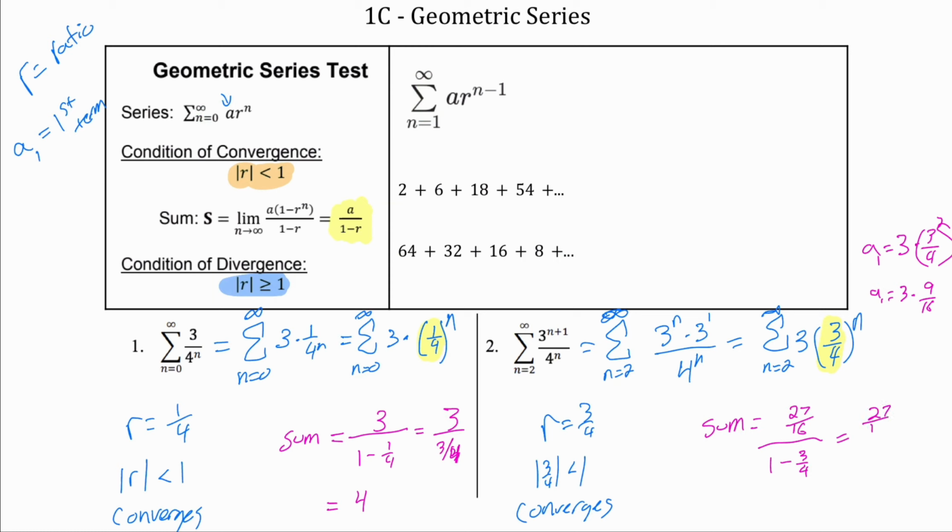As we simplify this one, it just had a little extra in there. We're going to flip and multiply by 4, and we end up with our sum equal to 27/4. So those are a couple of things you can do with geometric series. Again, if they converge, let's find the sum. If they diverge, they diverge.